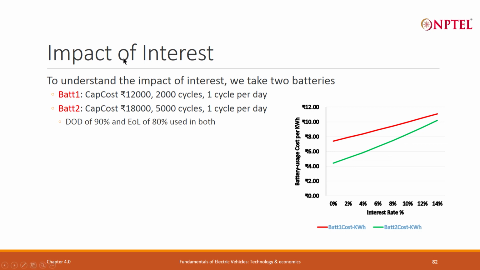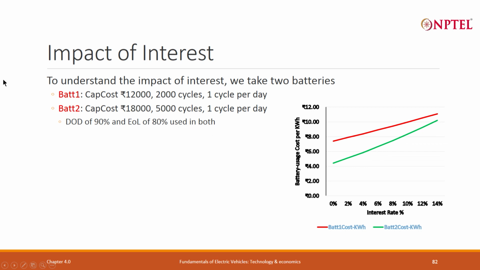Effective cost for this battery 1 is in red color. It starts around 7 rupee 50 paise at close to 0% interest. But look at, as the interest rate goes up to 14%, this 7.50 becomes close to 11 rupees. See how badly this interest rate impacts things. This is for battery 1.